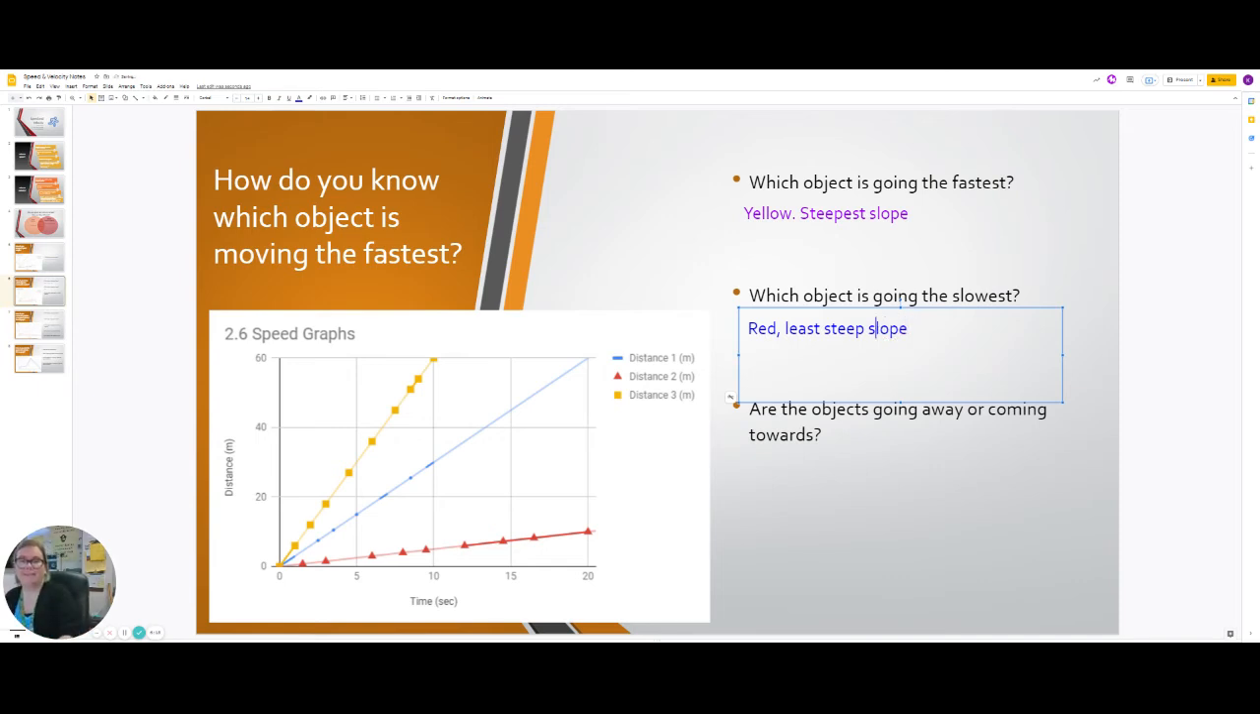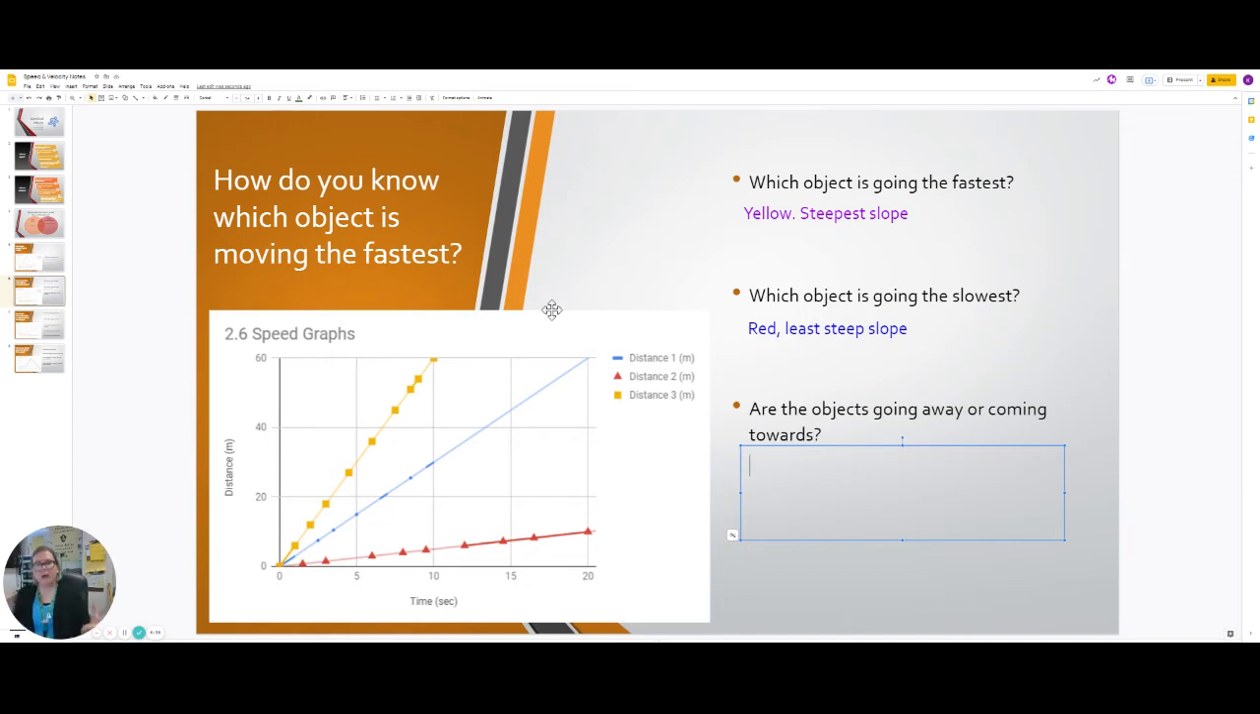Can't spell either. That's okay. But again, that's kind of a slower one. If you look at the numbers, it's only going like 20, no, not even 20, like 10 meters, right? 10 meters in 20 seconds, right? So not very far.